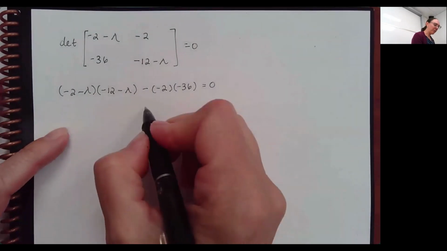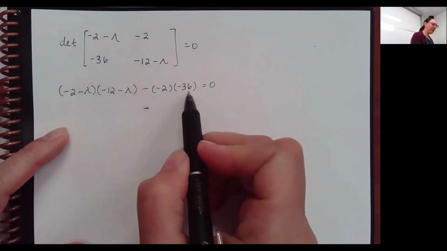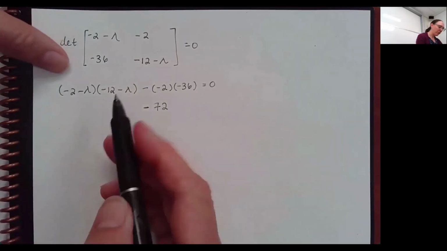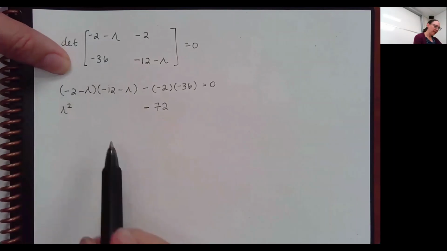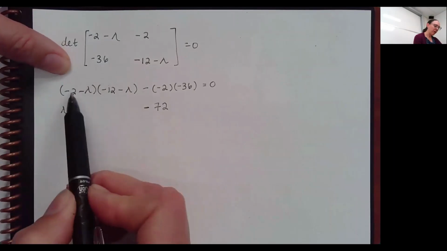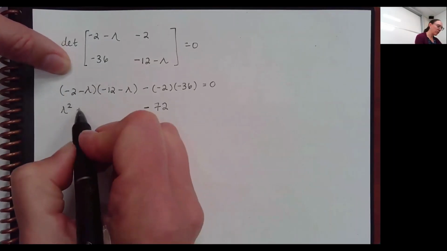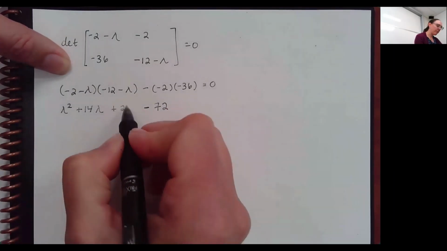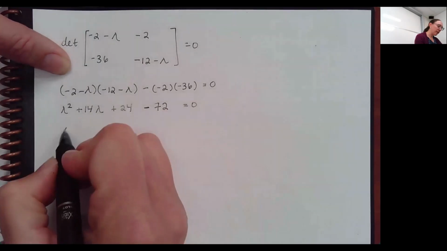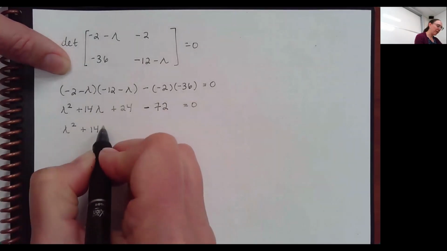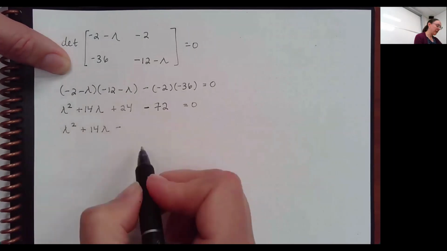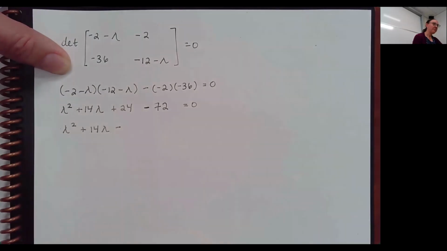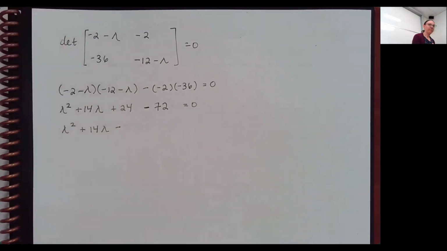So that's going to be -2 times 36, so 72. And over here, when I distribute out, I'm going to have lambda squared, that's a +12 lambda, a +2 lambda, so plus 14 lambda, plus 24. Who knows? Maybe it'll factor. Lambda squared plus 14 lambda minus, what is it? I don't know. Negative.